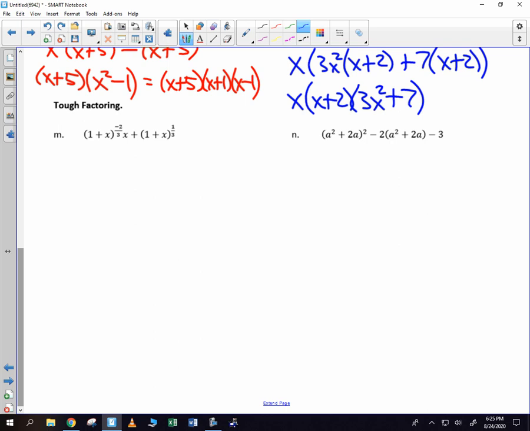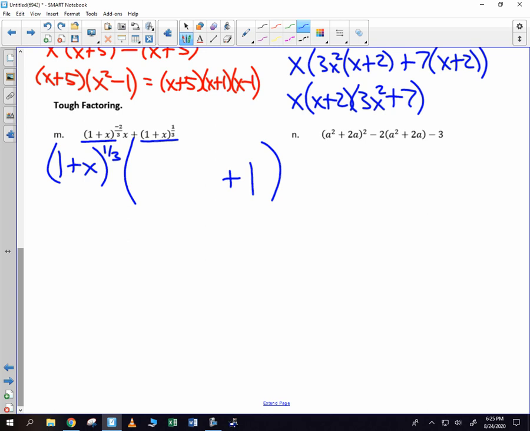No big deal. Hopefully you can see that the common factor in this situation is 1 plus x raised to the 1/3 power. Okay? We factor it out. The question is, what do we get when we factor that out? When I factor it out of that, you know you're left with 1. But what do we get when we factor it out of that?